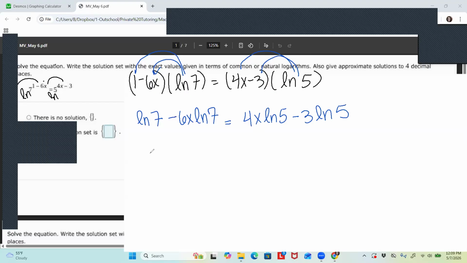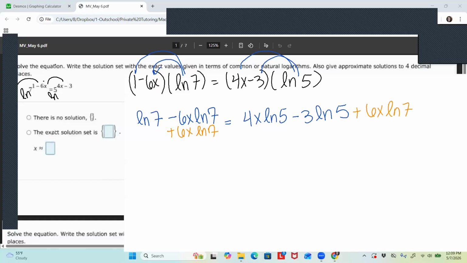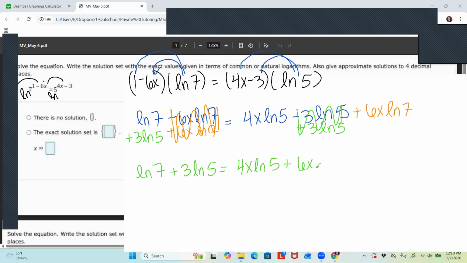All right. Get everything with the x's to one side and everything that's non-x to the other. I'm going to add 6x ln 7 to both sides, so that cancels here. And then I'll move the non-x's the other way. So I'm going to add 3 ln 5 to both sides. Okay, so we have ln 7 plus 3 ln 5 equals 4x ln 5 plus 6x ln 7.